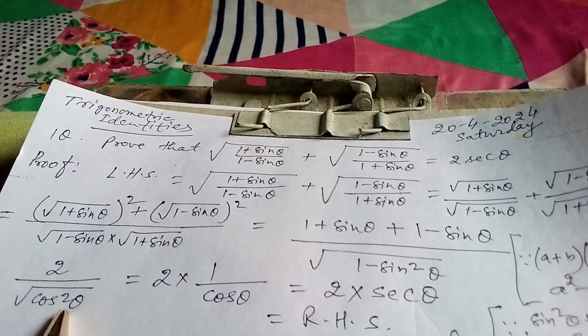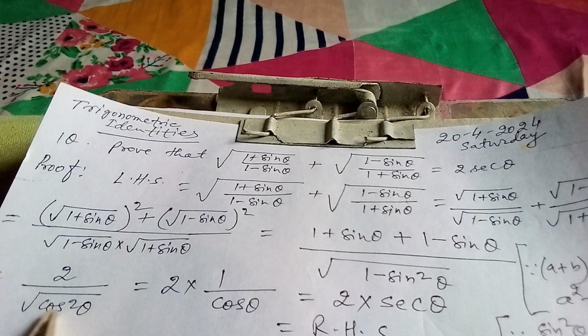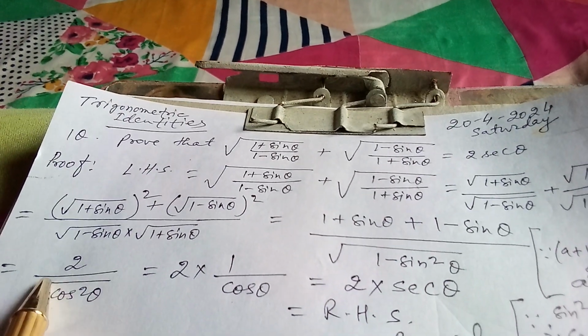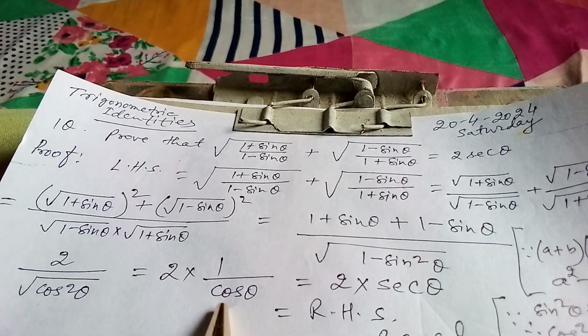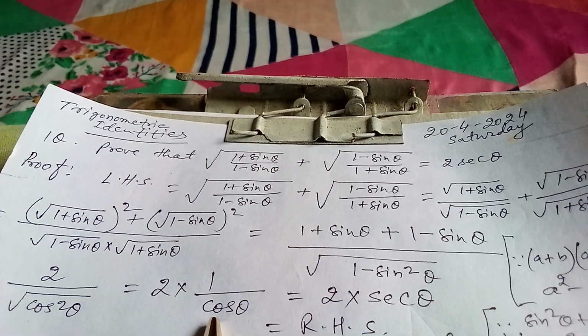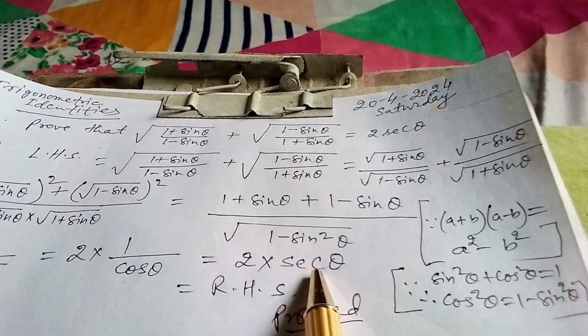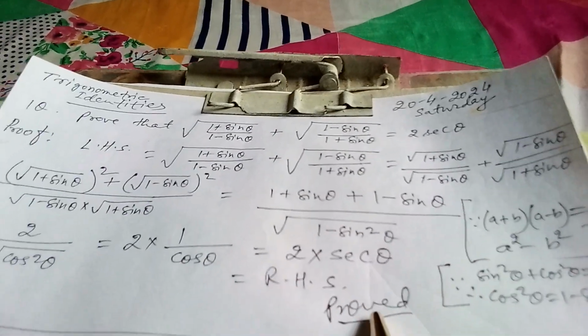And again, here you find that the square root of cos square theta will be equal to cos theta. And you know 1 by cos theta equals sec theta. That's why we get 2 sec theta, and that is equal to the RHS.